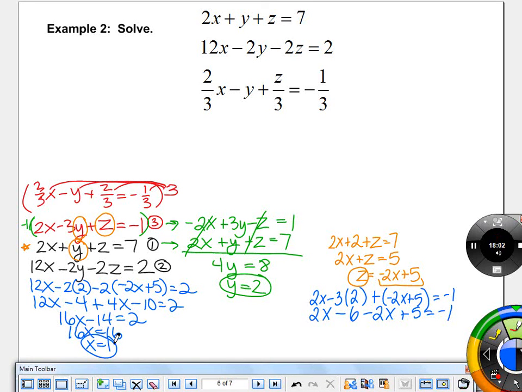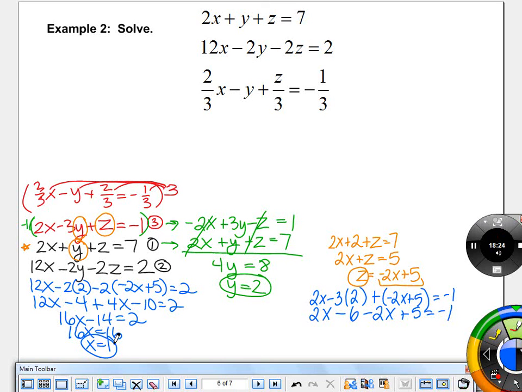So now I know that x is 1, y is 2. I can plug lots of things in here. I can go back to any of these and plug in x and y. I can go to this equation where we solved for z and just plug x in right here to find z. I have lots of options for where I want to plug in. What do you guys want to do?